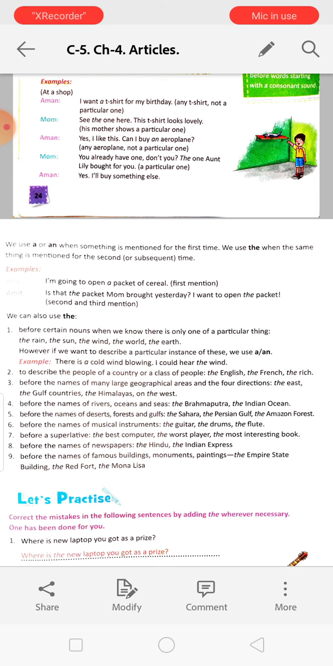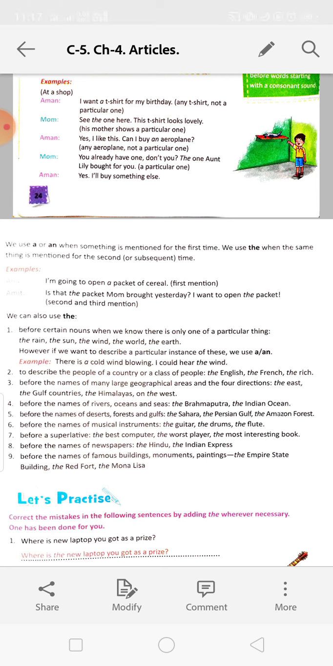To describe the people of a country or a class of people: the English, the French, the rich. So to describe the people of a country or a class, we use the before that. Before the names of many large geographical areas and the four directions: the east, the Gulf countries, the Himalayas on the west. So here, the Gulf countries, we are talking about large geographical areas.